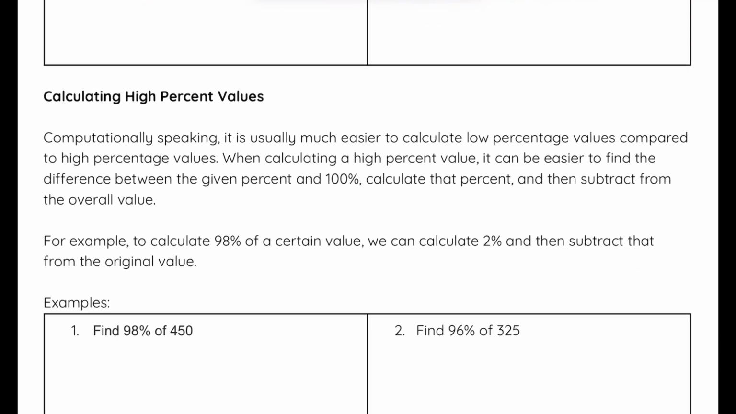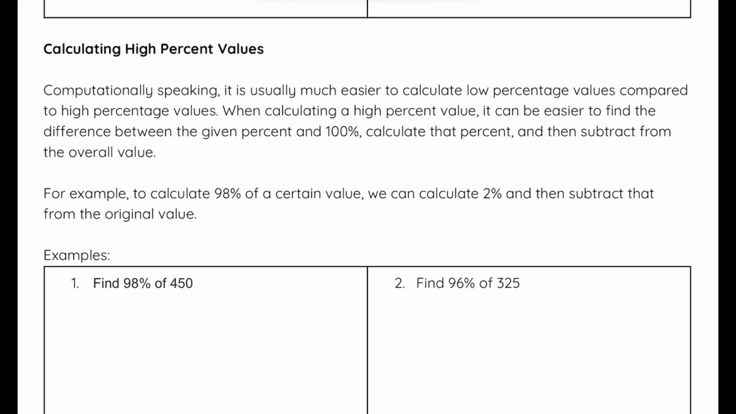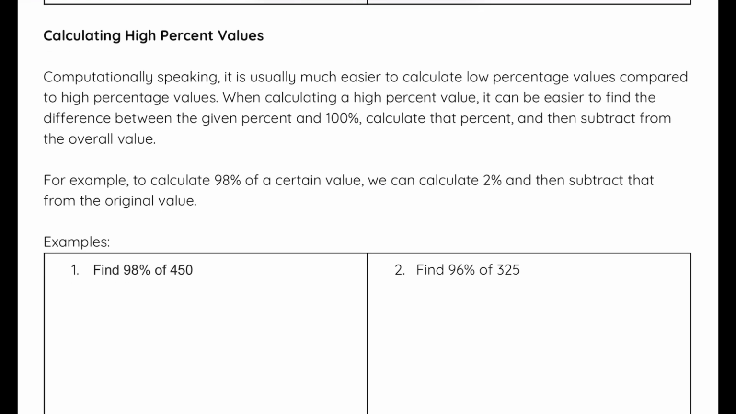All right, so we have one last shortcut to talk about, and that is calculating high percent values. So computationally speaking, it is typically much easier to calculate low percentage values compared to high percentage values. Because of this, when we calculate a high percent value, it can be easier to find the difference between the given percent and 100, and then calculate that percent, and then subtract that from the overall original value. So for example, if we want to calculate 98% of a certain value, instead we can calculate 2% and then subtract that from the original value.